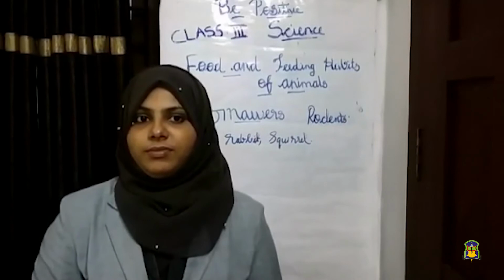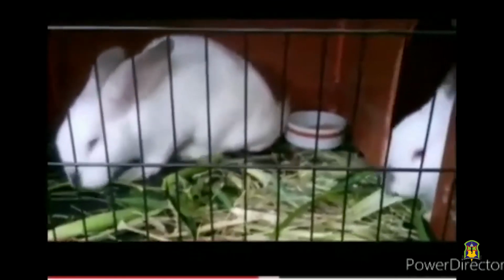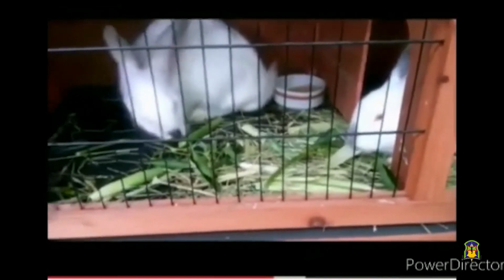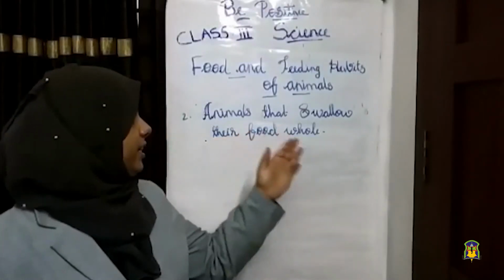So, gnawers are the animals that eat food with the help of sharp front teeth. The gnawers are also called rodents. Rodents. Let's see how a rabbit eats food. An example of a gnawer, they eat with the help of sharp front teeth.